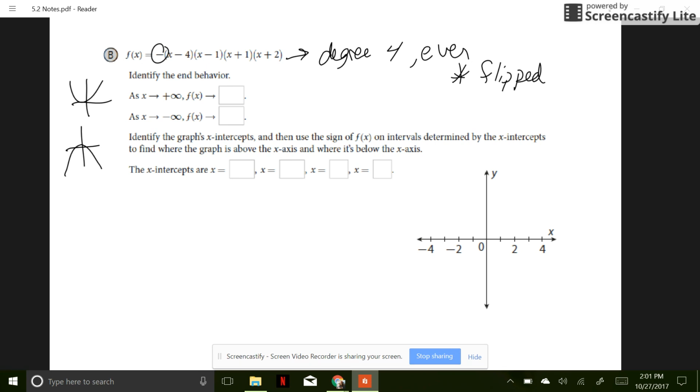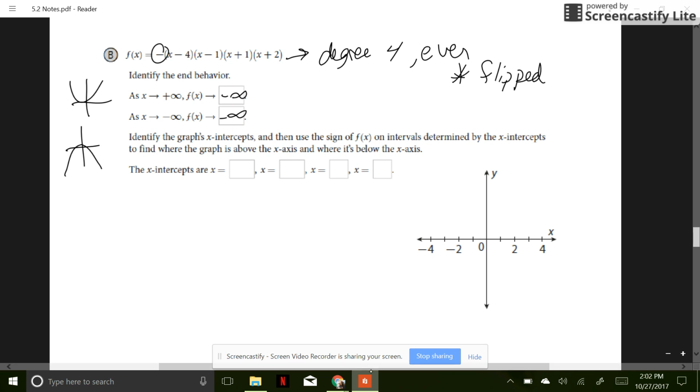So as x goes to positive infinity, as we move to the right, f of x goes to negative infinity. It goes down. As x goes to negative infinity, as we move to the left, f of x goes to negative infinity as well, because it's going down. So we need to find the intercepts.